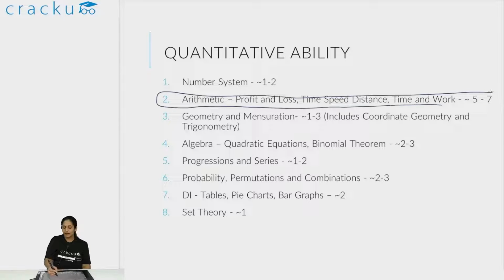If you have given CAT, if you have given XAT, you know that arithmetic is the topic that you need to crack. So this includes time, speed, distance, time and work, profit and loss, interest, averages, ratio and proportion. All of these are super important. They make a big chunk of the quant section.